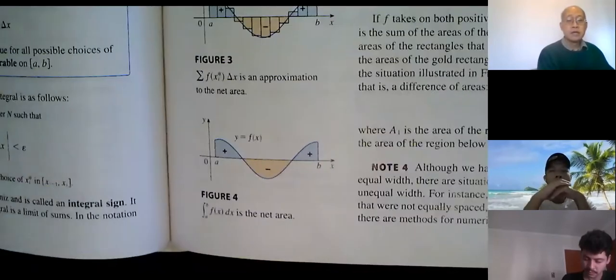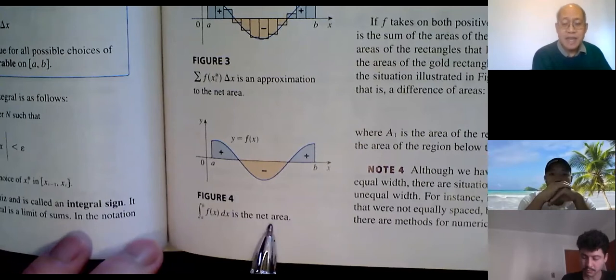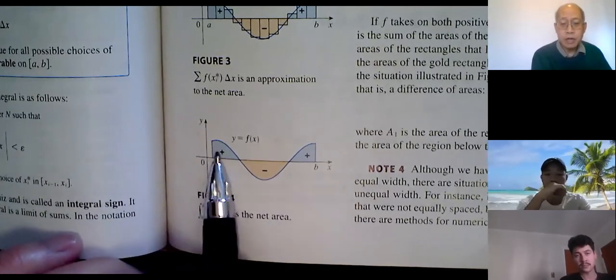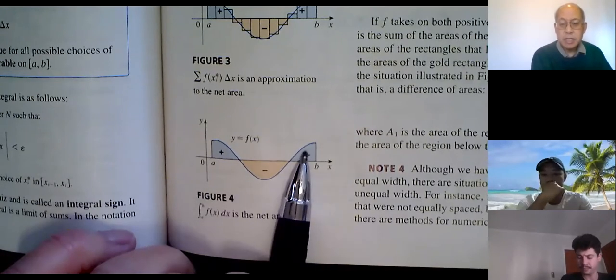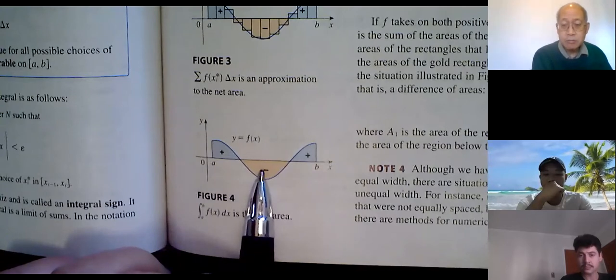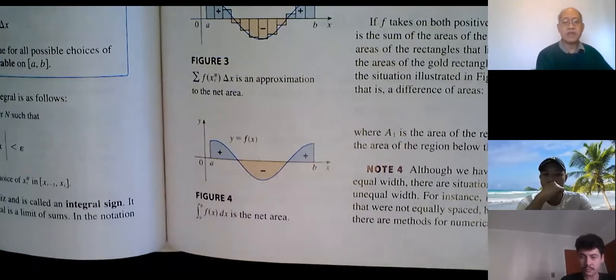The integral from a to b of f of x dx is the net area. We're referring to the true value of this area plus this area minus this area. This is counted as a negative because we're going down, below the x-axis. So that's the idea of a definite integral.